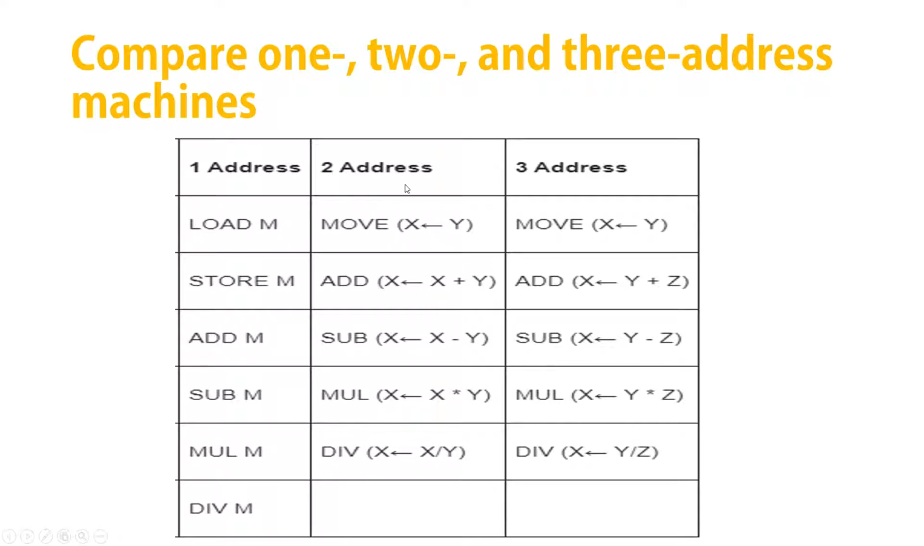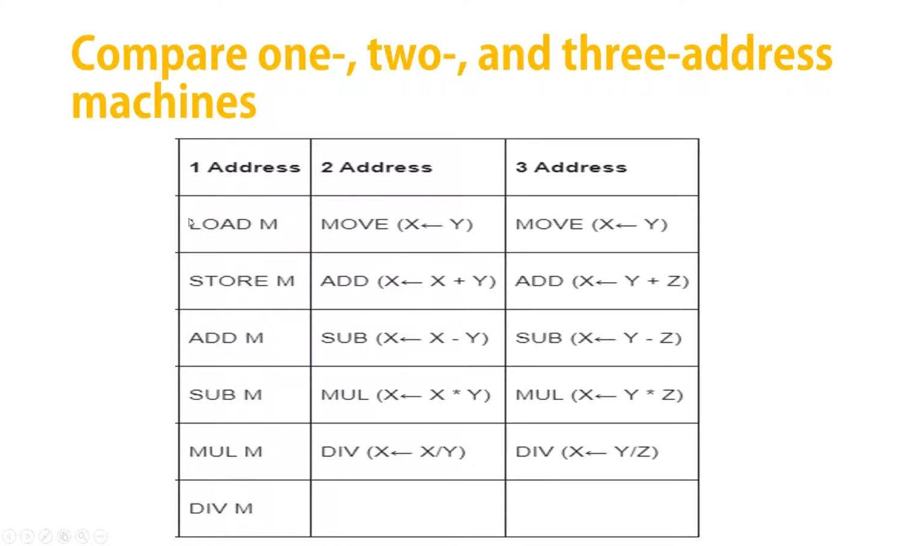In 2 address machine, the same instructions are constructed using only 2 variables, or only 2 memory locations or CPU registers. So in the addition, in the 2 address, we could add y and x, but we have to save it to either one of these memory locations or registers. So when we add y to x, we have to save it back to x or y. In this situation, we save it back to x. And the same for subtraction and multiplication and division.